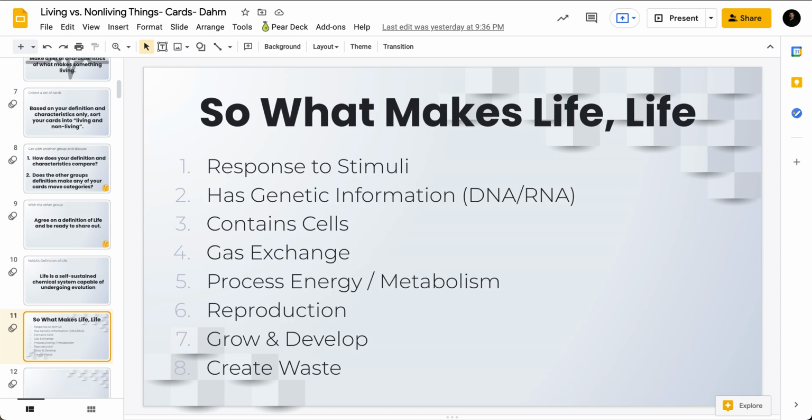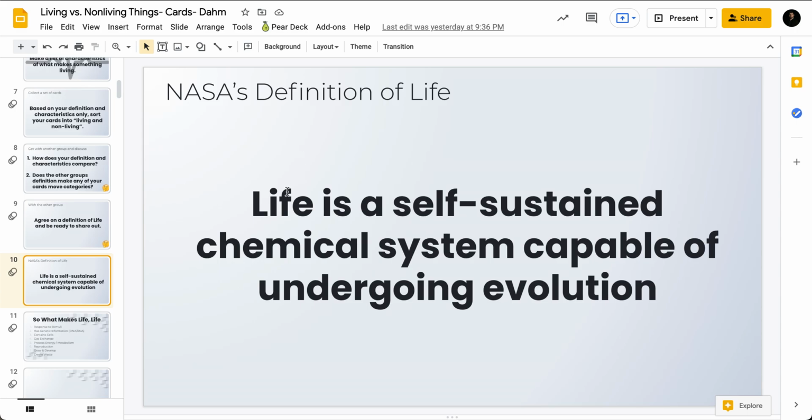But the complex part of this whole process is that it doesn't always fit these categories. For instance, if you look at NASA's definition, life is a self-sustained chemical system capable of undergoing evolution. Well, if something was living, let's just say there's a fish, and the fish doesn't ever undergo any form of change or evolution. Can we still consider it a living thing? The answer would probably be yes, but it's complex.